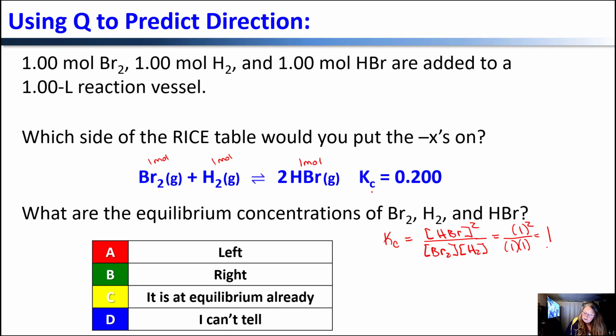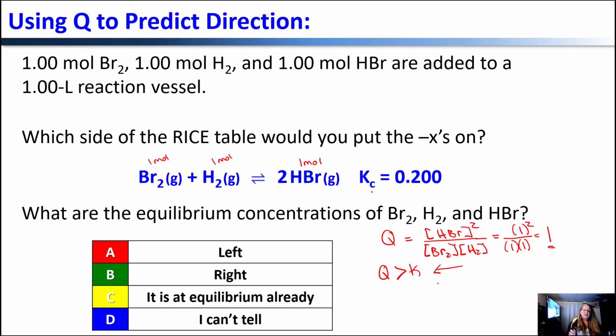Okay, so this is my Kc, and I should be very careful here. Sorry, my hand is forgetting which one is which. That is my Kc, but what I just put in there was actually my Q, because we don't know if that is at equilibrium or not. So this is Q. Okay, so Q is 1, which is definitely greater than K, 0.2. So that means I am progressing to the left instead of the right.